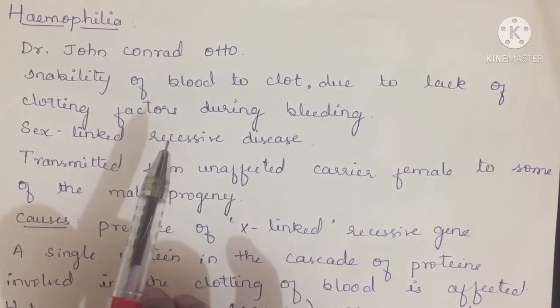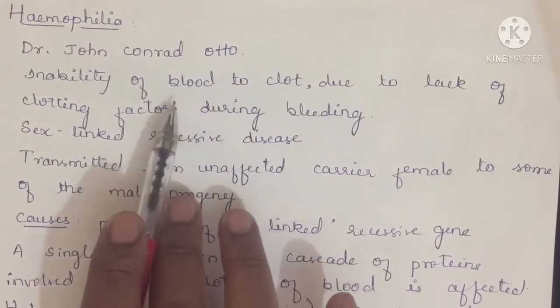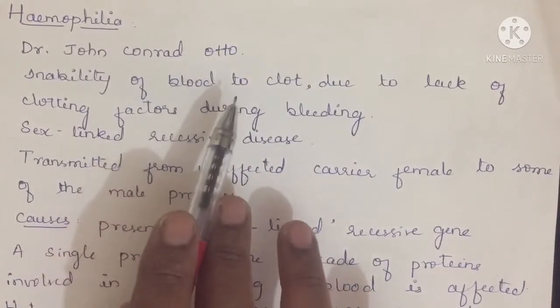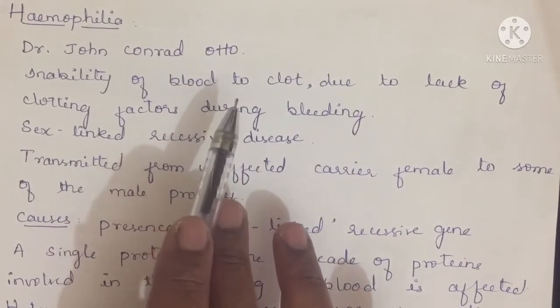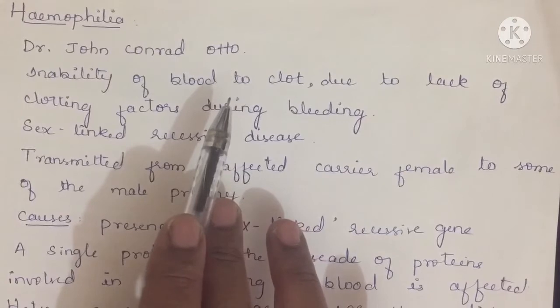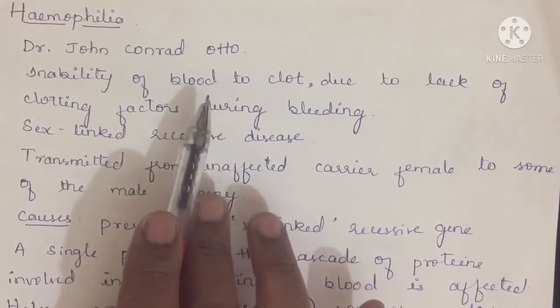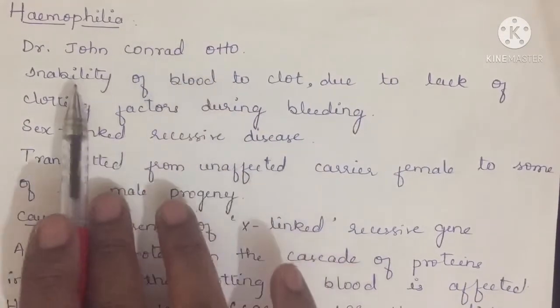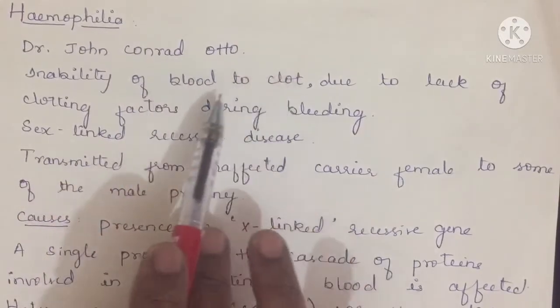If blood clot is not there, what do you imagine? If blood clot is not there in an individual, what happens? Then blood will flow continuously, it won't stop. If blood flows continuously from the body, then the heart doesn't work, because it is not getting proper blood supply. Then that person can die, is it? So that's why blood should clot. So, inability of blood to clot. In hemophilia, the person cannot undergo blood clotting.